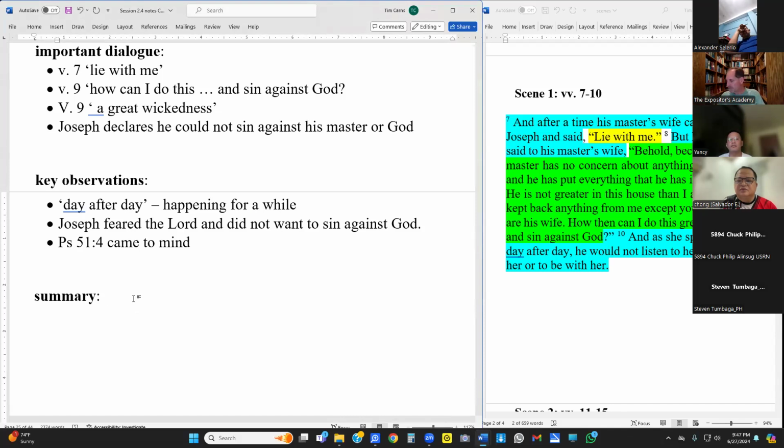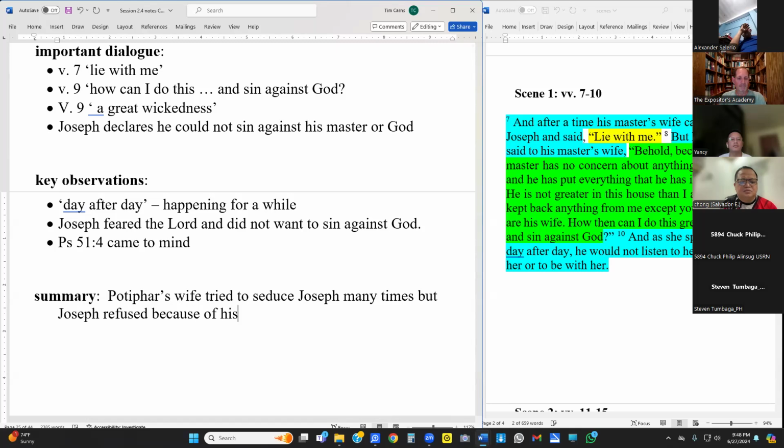Potiphar's wife seduced and lusted after Joseph for quite some time. She tried to seduce Joseph many times, but Joseph refused, because of his fear of God. Yeah, something like that. We could probably shorten that down a little bit, but I think that captures the general idea.